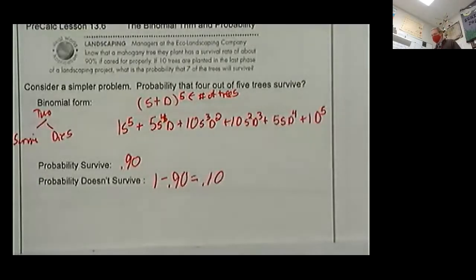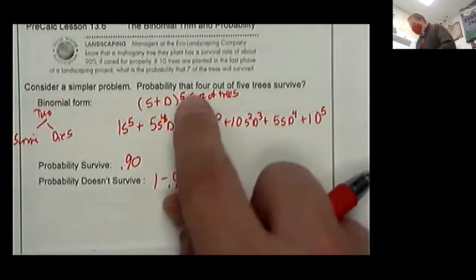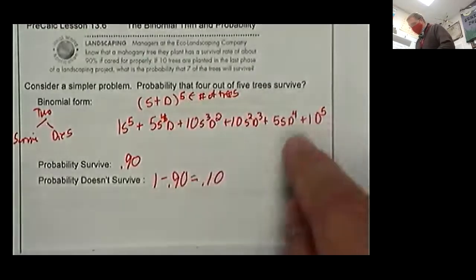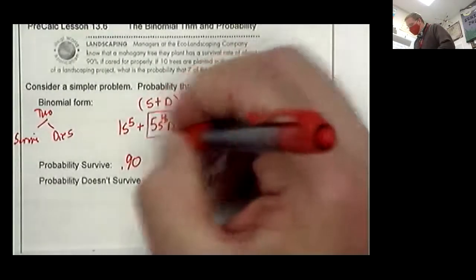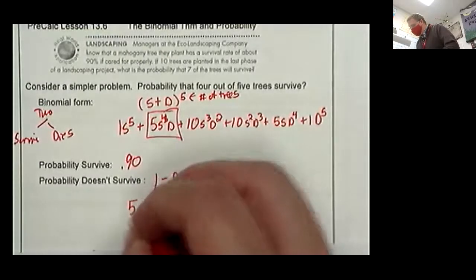Now we want the probability that 4 out of 5 trees survive. That's our 4th term. So 4 trees survive, 1 doesn't make it. So that's our polynomial term 5 s to the 4th d.